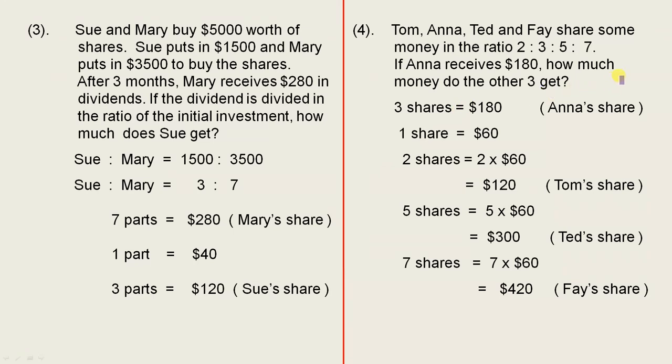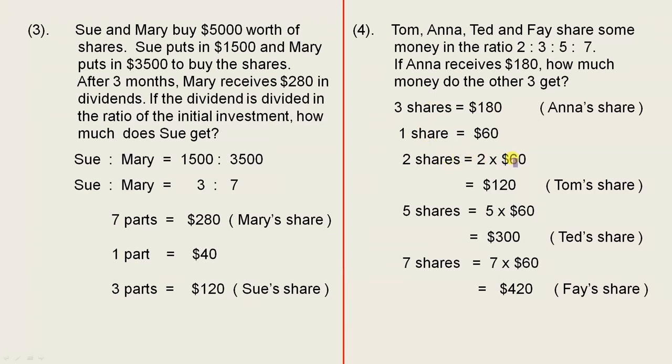Tom, Anna, Ted and Faye share some money in the ratio 2:3:5:7. If Anna receives $180, how much money do the other 3 get? So, Anna's mentioned second, so she's the 3, she gets $180. So 3 shares is $180, that's Anna's share. Therefore 1 share must be 60, 180 divided by 3.